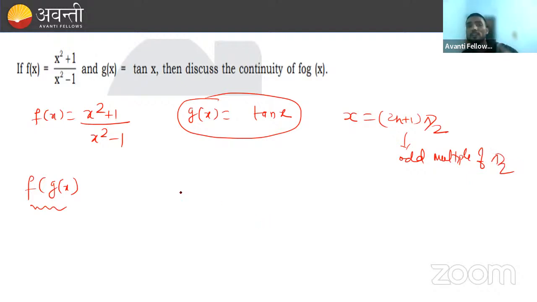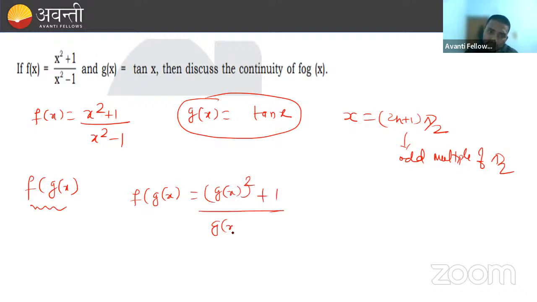Now we have to check for f of g of x. If I write f of g of x, in place of x square I will write g of x square plus 1, and then divided by g of x square minus 1. Now in place of g of x, I write tan square x plus 1 divided by tan square x minus 1. Now we need to check this one, right?